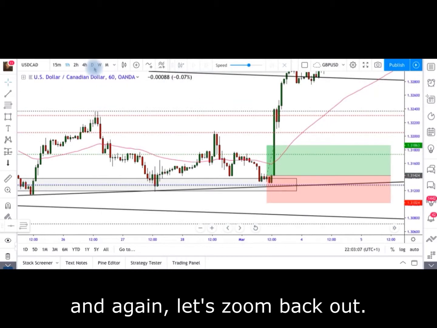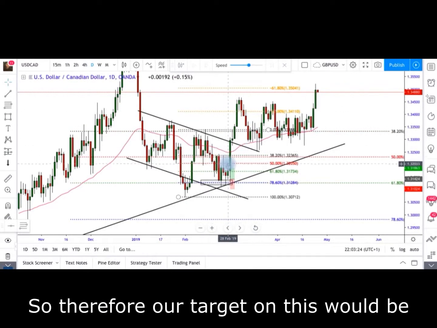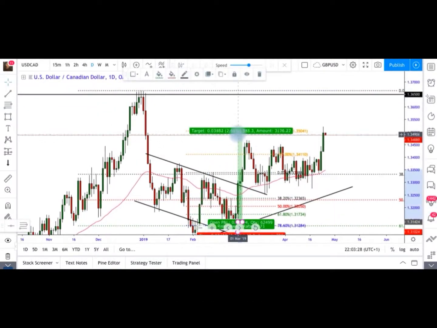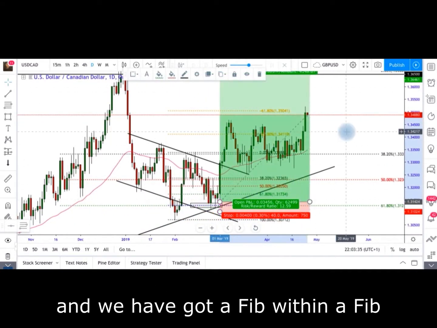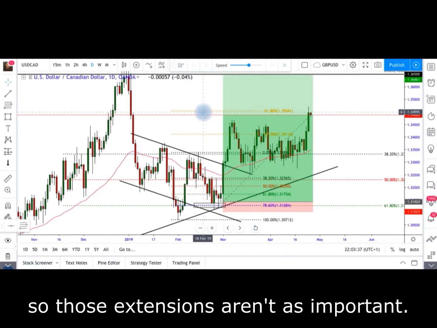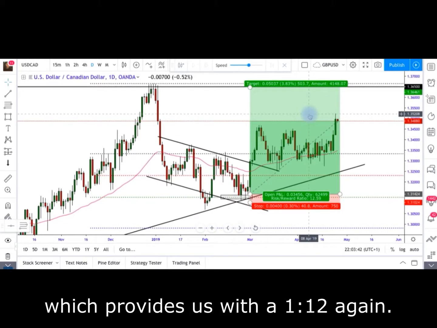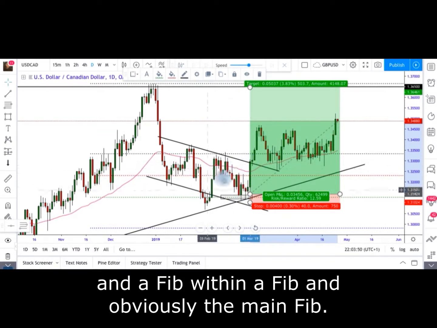And again, let's zoom back out. Our overall target would be the 0% on the monthly key level. So therefore our target on this would be here. This would be our overall larger target. Now we have got a fib within a fib, so those extensions aren't as important. So therefore we'd be targeting here, which provides us with a 1 to 12 again. So that's another opportunity where we could have got in around here by using this pattern and a fib within a fib, and obviously the main fib.